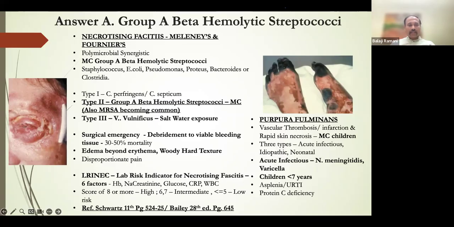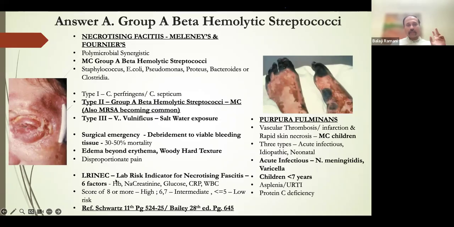So what are the criteria? There are 6 factors. You use sodium, hemoglobin, creatinine, glucose, CRP, and WBC. Unlikely to come as a question, but since it's there in Schwartz, I thought I'll put it up here, because of late they are asking a lot of questions from Schwartz in NEET. So that is one indicator.